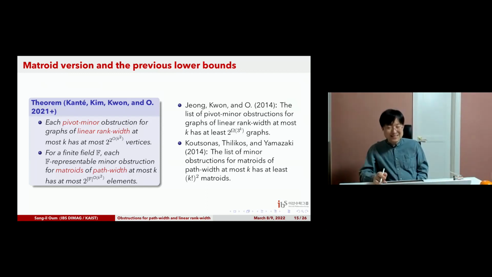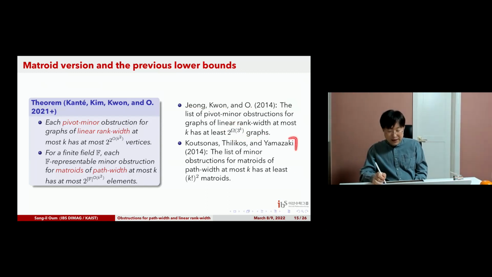So it says that there are many obstructions. Jisoo and Eunjung and I had a paper saying that there are at least this many graphs in the list of pivot minor obstructions. And we even proved that they are pairwise not locally equivalent. So you cannot obtain one from the other by a sequence of local complementations.